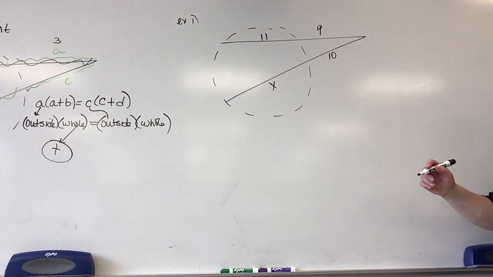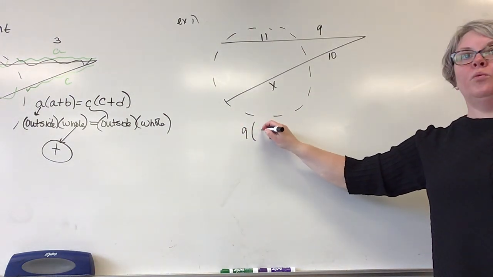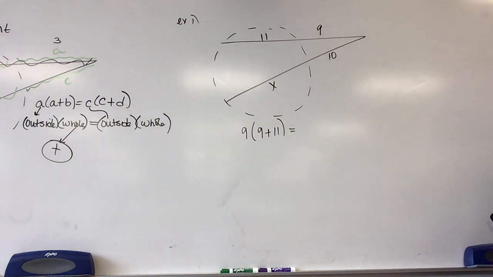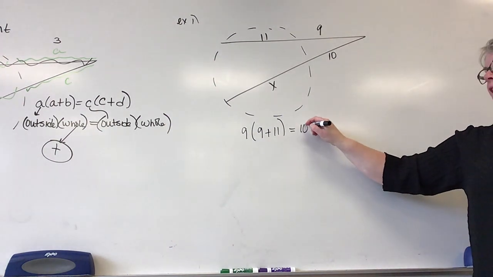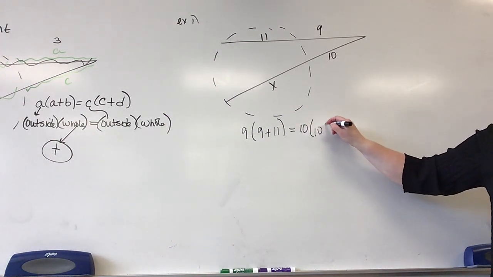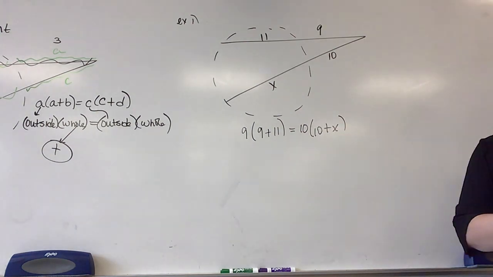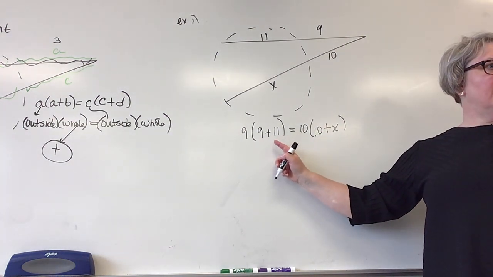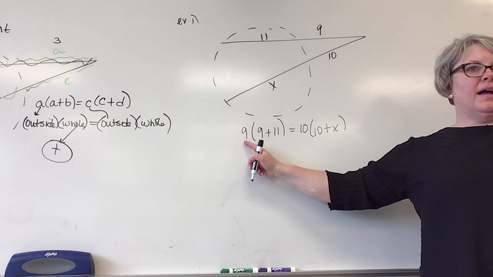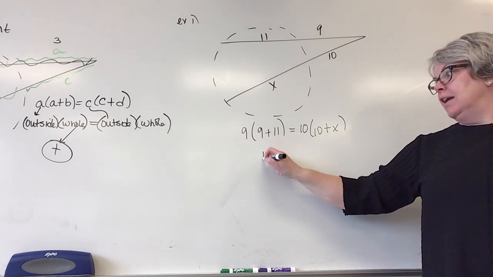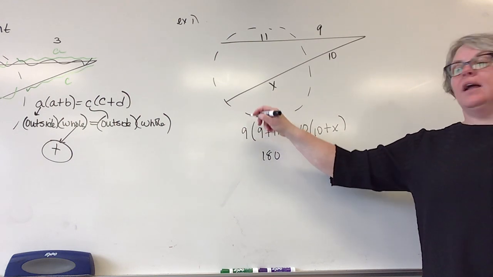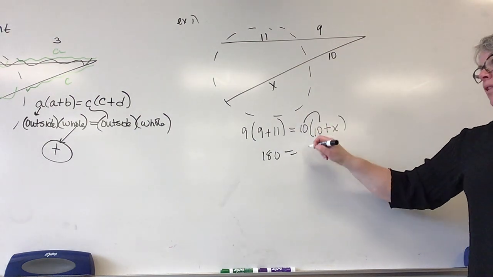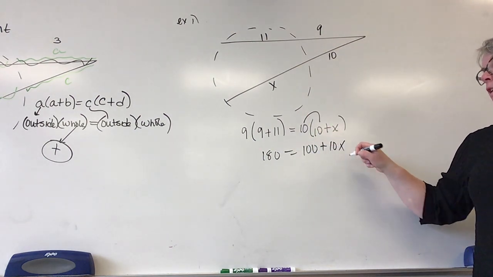What's outside? 9 times whole would be 9 plus 11. Awesome. Equals outside 10 times whole 10 plus X. Excellent. 9 plus 11 is 20. 20 times 9 is 180. You could have also done 9 times 9 plus 9 times 11. Distributive property, you would have gotten it. So equals, distribute this way, 100 plus 10x, okay?